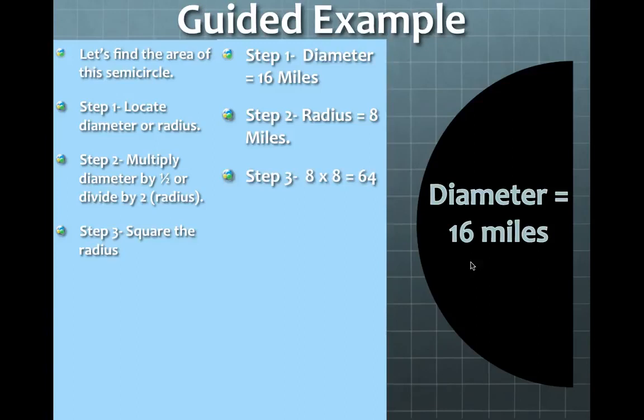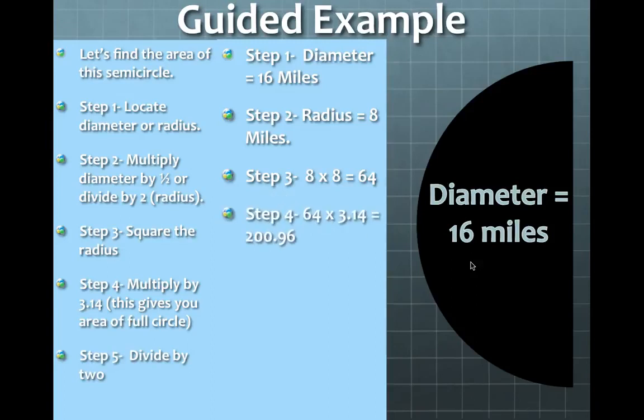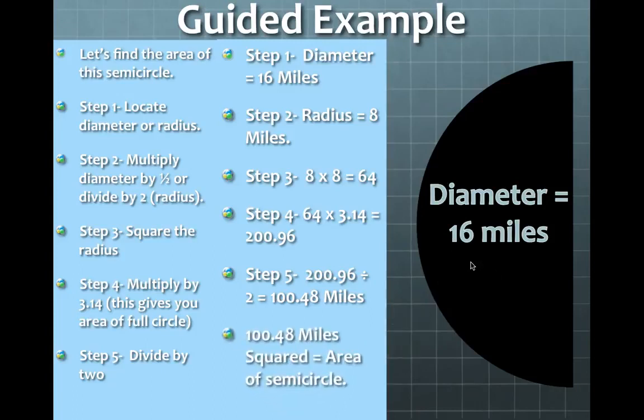Then, to find the area of a circle, as I just mentioned, you would do radius squared times pi. So now I need to multiply 64 by pi, and I end up with 200.96. And then I divide by 2. 200.96 divided by 2 equals 100.48 miles squared. And that would be my area of the semicircle. So once again, you find the area of a circle, which is radius squared times pi, and then you divide it by 2 because it's a half circle. That's all you do.